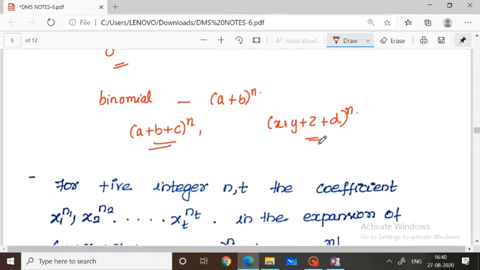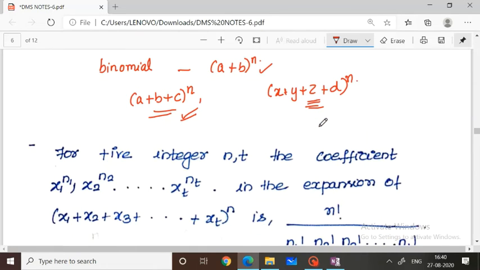But it is not possible because it is very hard to expand. If there are 2 terms we can apply the binomial theorem and expand, but if there are more than 2 terms, it is very hard to expand. So if such a calculation comes, a question arises: can we not calculate it?